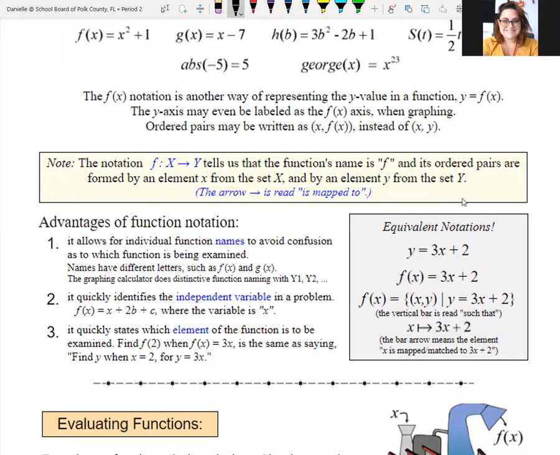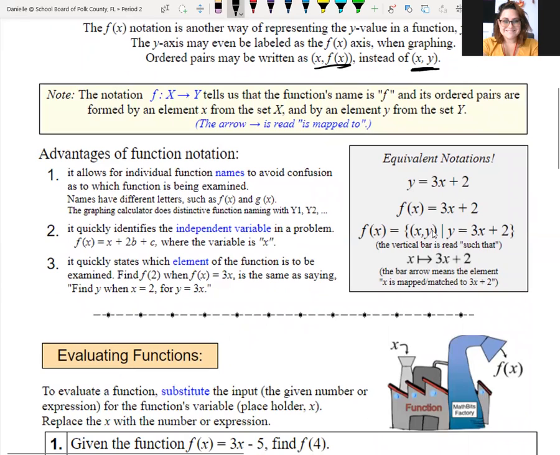Function notation is another way of representing the y value as a function. So f of x is basically y. Obviously, x is going to be our x. Y may even be labeled as f of x. So we could label it like this, x comma f of x or x comma y. The notation f, where x goes to y, tells us that the function name is f and its ordered pairs are formed by the elements x of the set X and the element y from the set Y. So x is mapped to y.